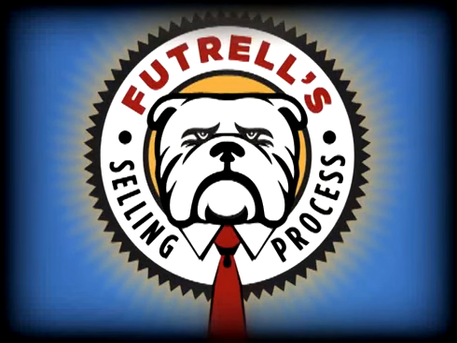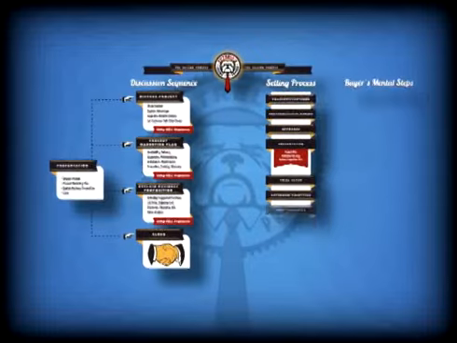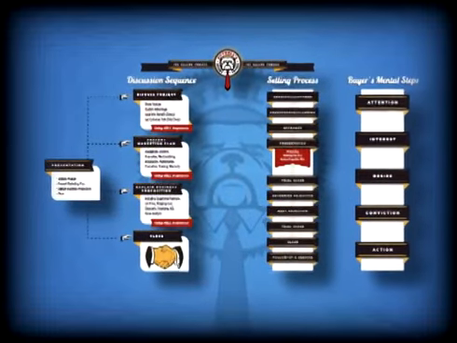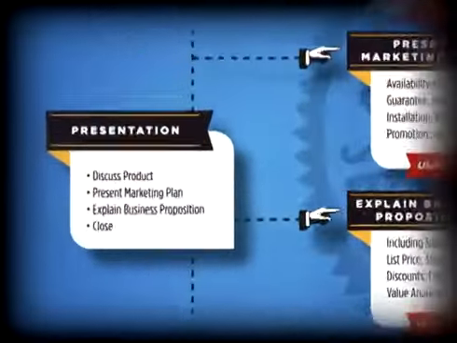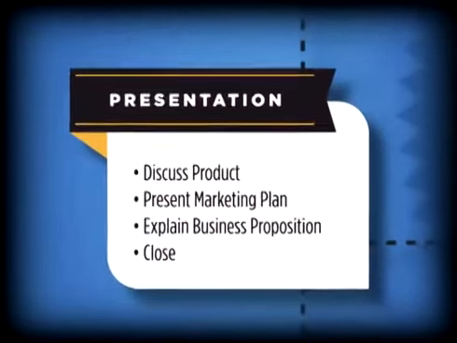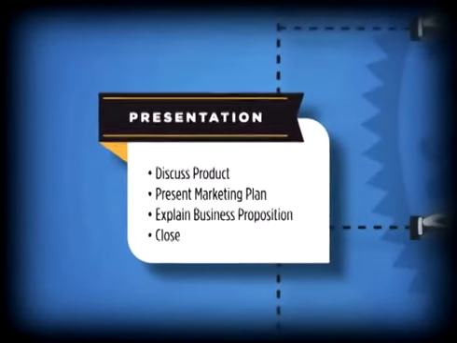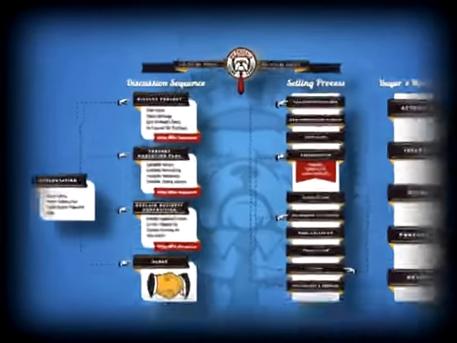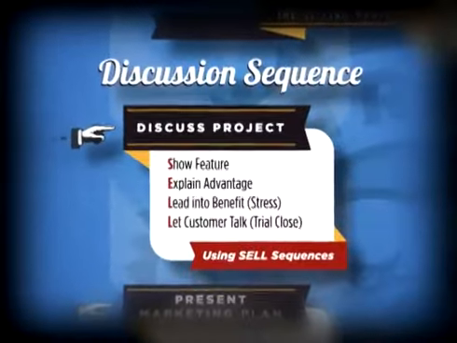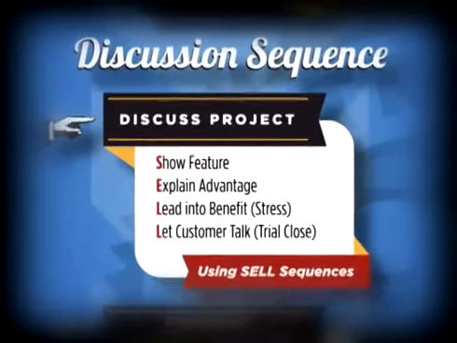Let us begin. First, let's briefly look at the Parallel Dimensions of Selling exhibit. Look now. The far left column shows the order that your discussion should take within the presentation. Discuss the product, then the marketing plan, the business proposition, and then close. The second column from the left shows the same discussion sequence with examples of each part, followed by a trial close for each major benefit.